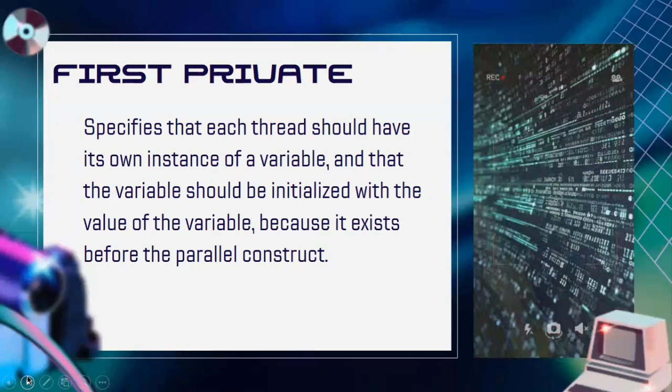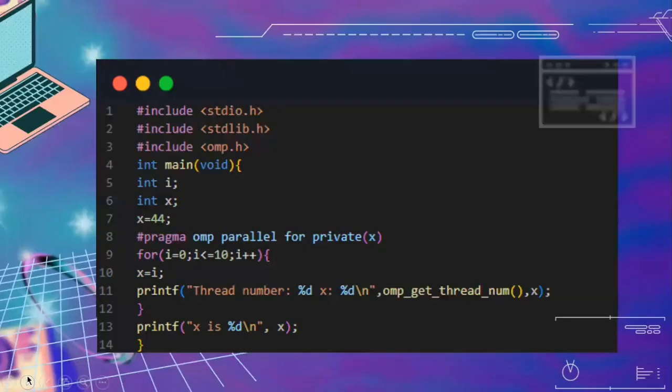So, first of all, what is firstprivate? The firstprivate directive is used to initialize variables before entering a parallel region. The directive ensures that each thread has its own copy of the variable, initialized with the same value as the original variable. This is important for avoiding race conditions and maintaining data consistency. Here, we have an example showcasing how to use firstprivate.